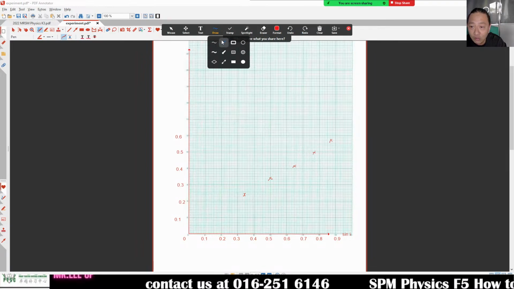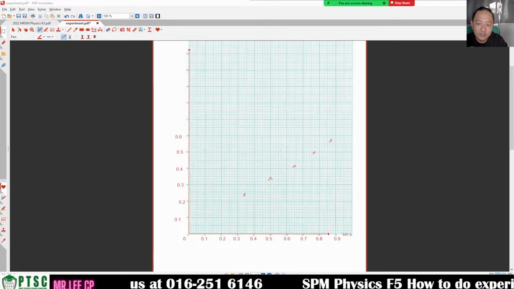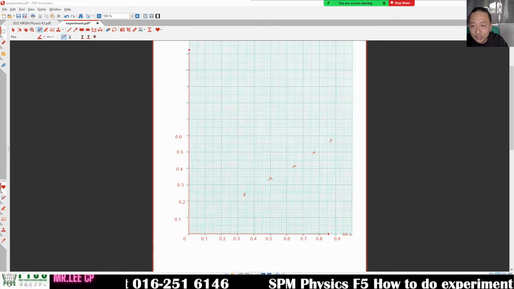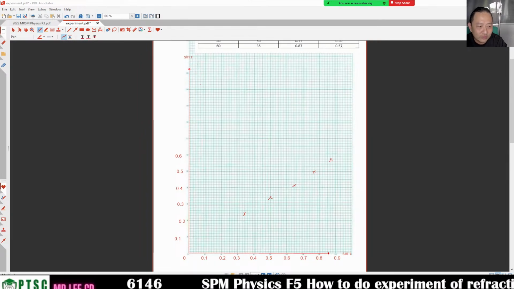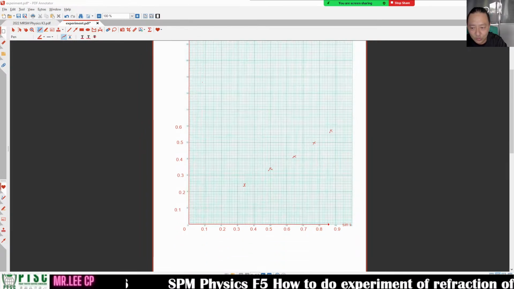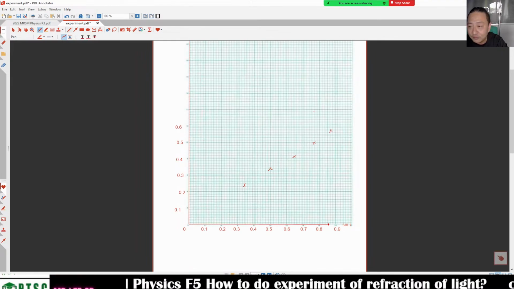Okay, now I want to do the best fit line right now. Any question from here? I have plotted it already. The unit I told you yesterday, I don't want to tell you again, you will know it. Any question from here?